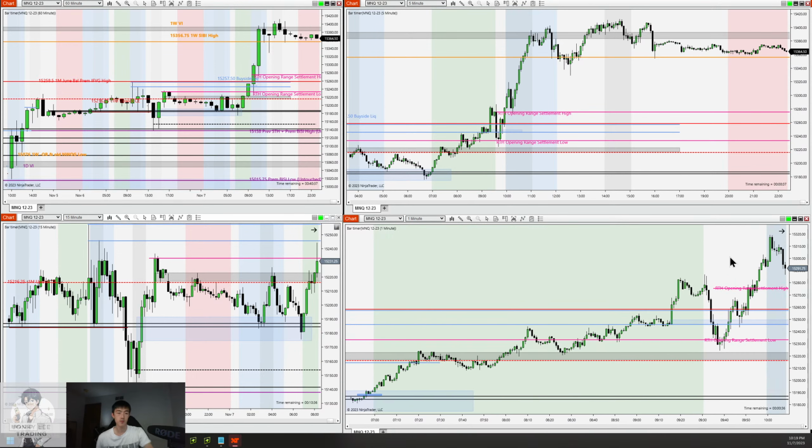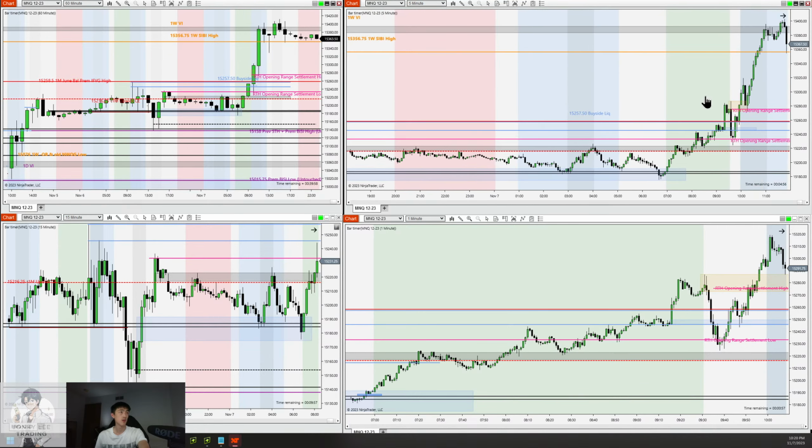What ends up happening, and what's kind of key here, is a concept I also mentioned the other day. So let me see if I can pull this out, because this is a good example of a mitigation block, specifically a bullish breaker. Let me highlight this on the other screen here.